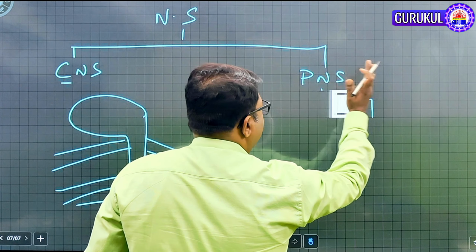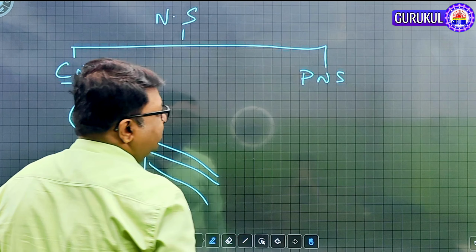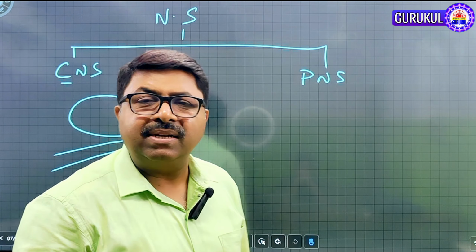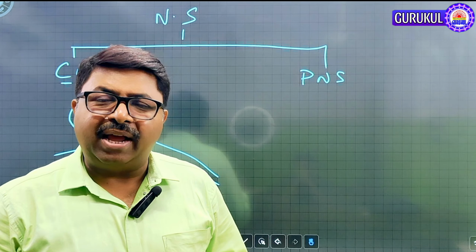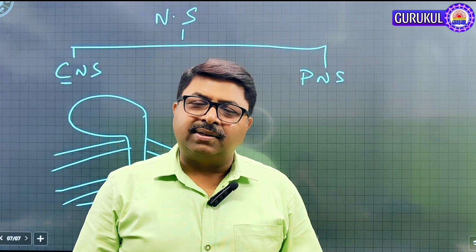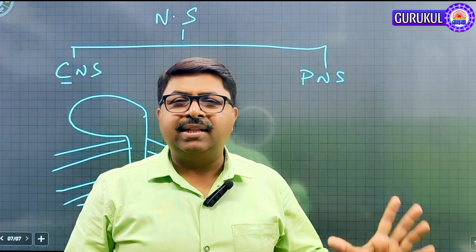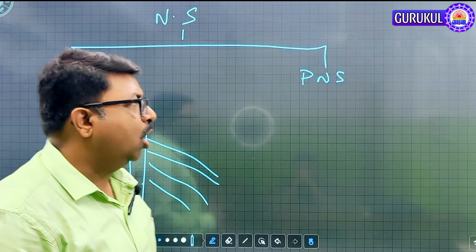Under peripheral, there are two types: voluntary and involuntary. Under involuntary, that is the autonomic nervous system.